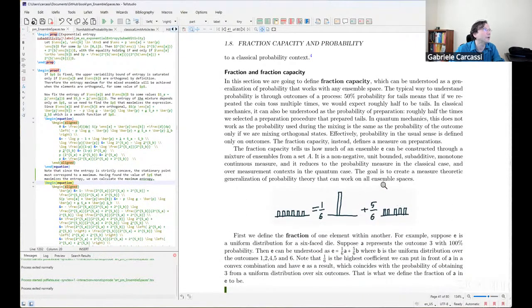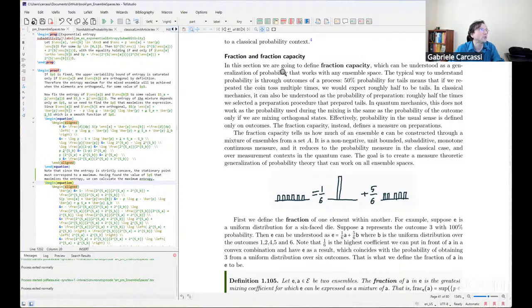So let's start with the fraction capacity. In this section, we're going to define fraction capacity, which can be understood as a generalization of probability that works with any ensemble space. The typical way to understand probability is through outcomes of a process. 50% for tails means that if we repeated the coin toss multiple times, we would expect roughly half to be tails. In classical mechanics, it can also be understood as a probability of preparation. Roughly half the times we selected a preparation procedure that prepared tails, right?